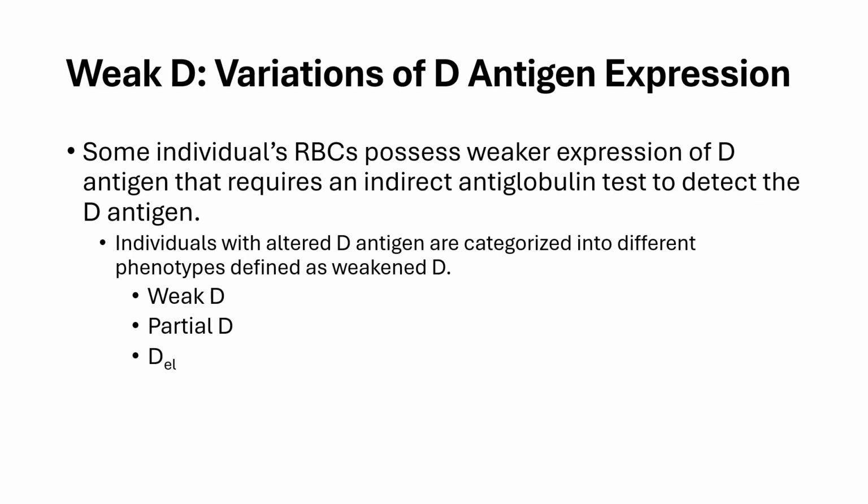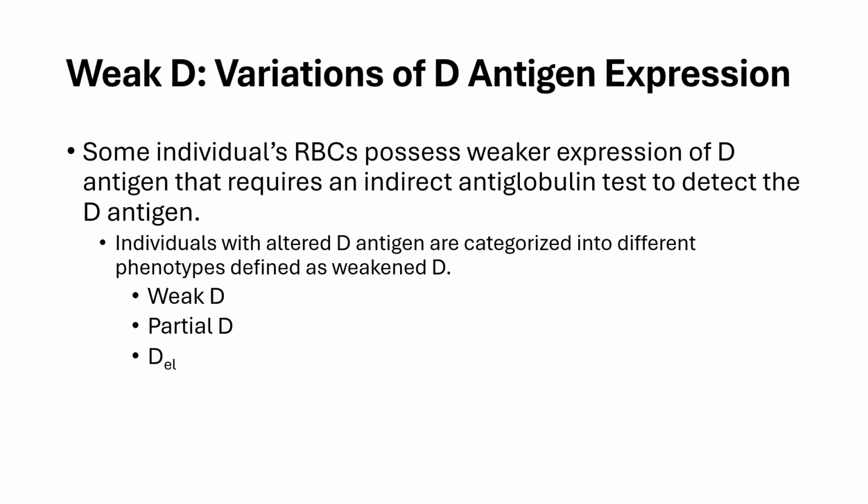So weak D phenotypes. Some individuals express a weaker form of the D antigen on their red blood cells, which may not be detectable by routine serologic testing. To detect this weaker expression, the indirect antiglobulin test, or the IAT, is often required. Variants of the D antigen with altered expression are grouped into three main phenotypes.